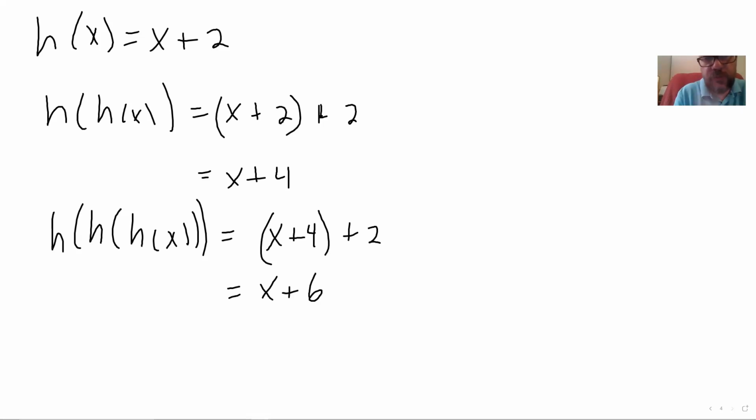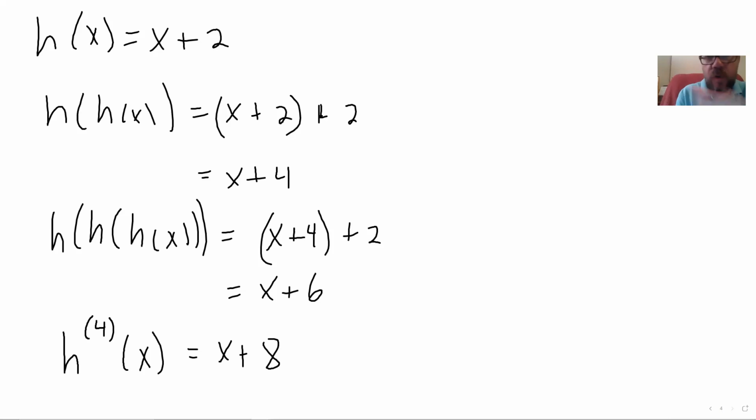So let me give you some notation here. So I would say that h to the n of x, and let's not use an n yet. Let's start with like a 4, so that I don't have to write 4 h's, right? I could, but I think you see where this is going. And I'm sure you know what this is. This is going to be x plus 8, right? If I'm doing h 4 times, I'm getting x plus 8.